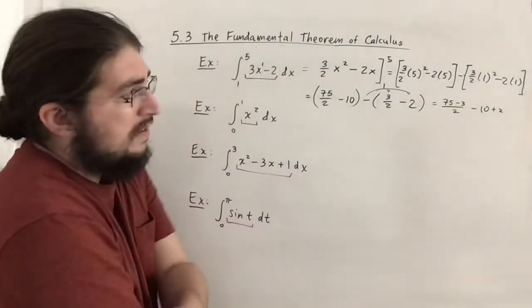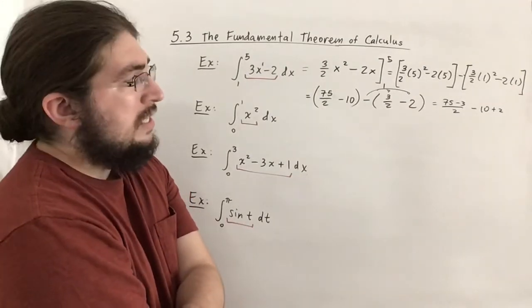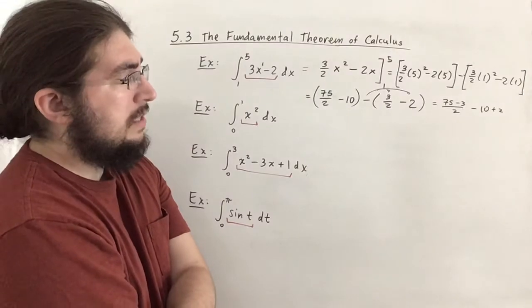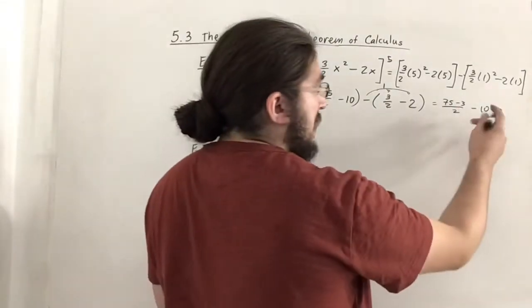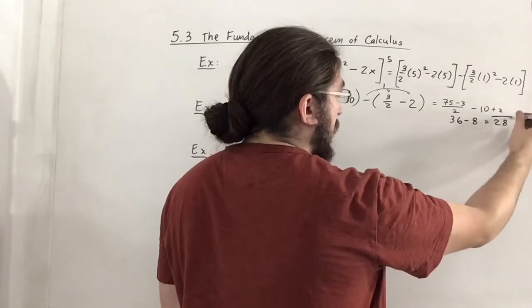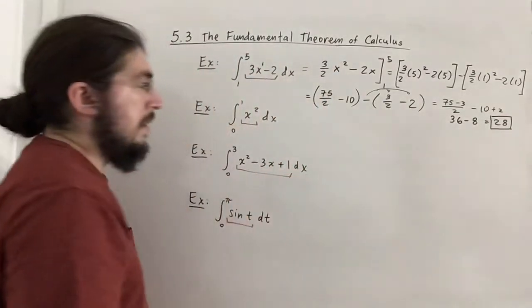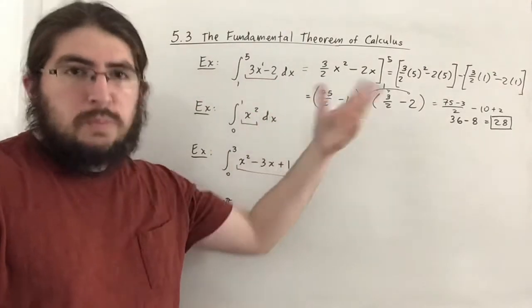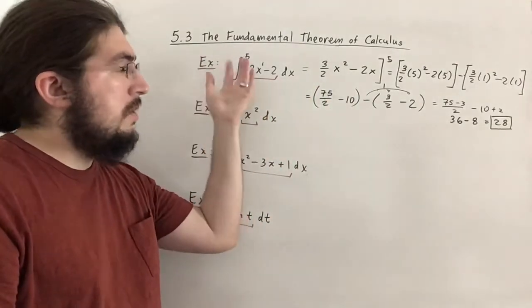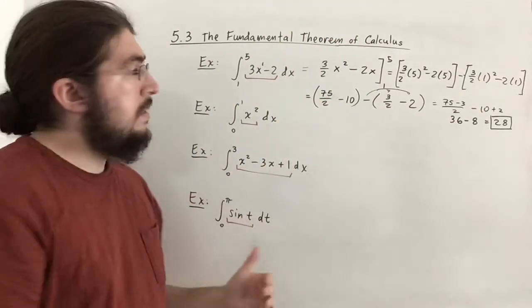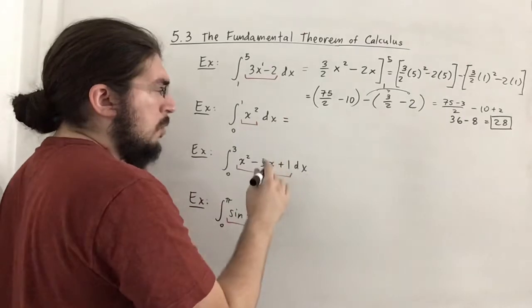This right here, 75 minus 3 is 72. 72 over 2 is, well, that's going to be, let's see, 36. So we get 36 minus 8 and that's indeed 28, which is the answer we got for that one in 5.1. Awesome. So obviously it wasn't super straightforward, but at least it's just literally finding the antiderivative, evaluating, subtracting, and that's it. Here, this will be a lot quicker.